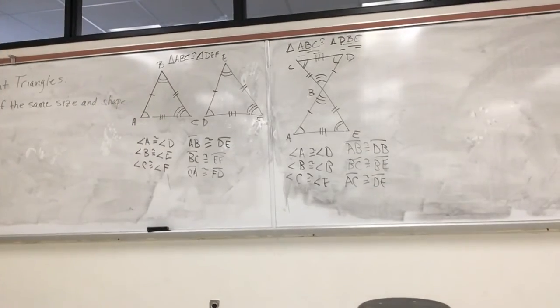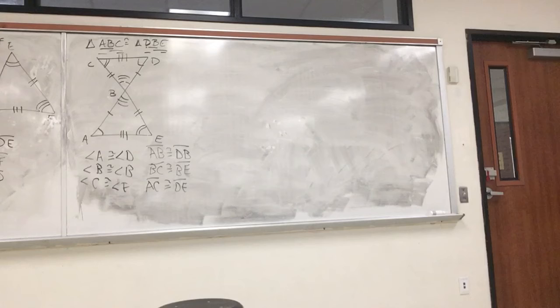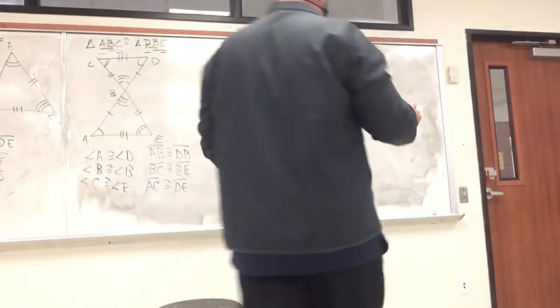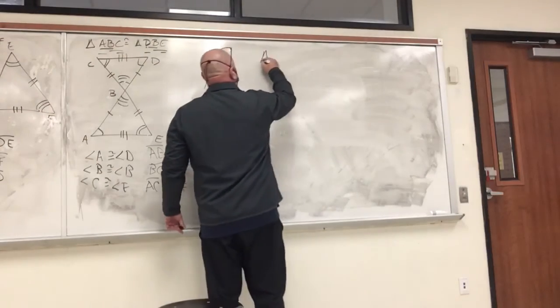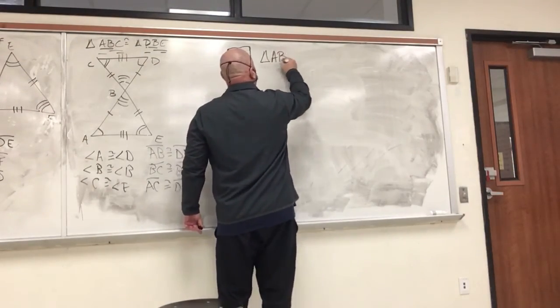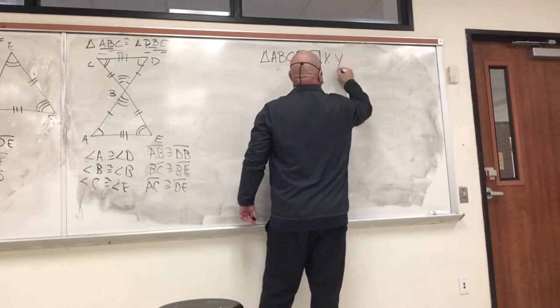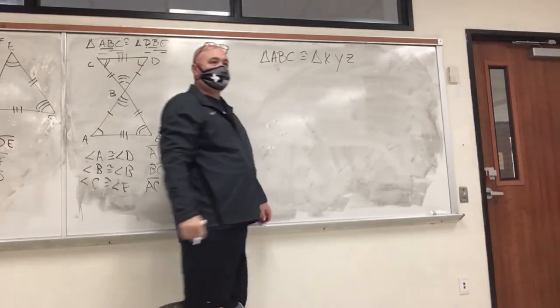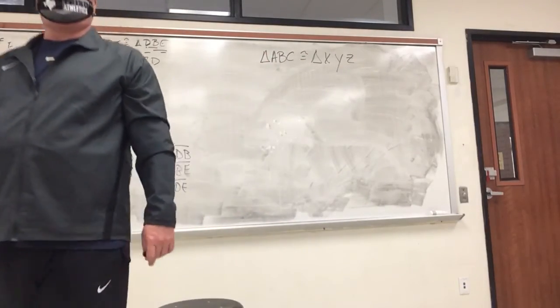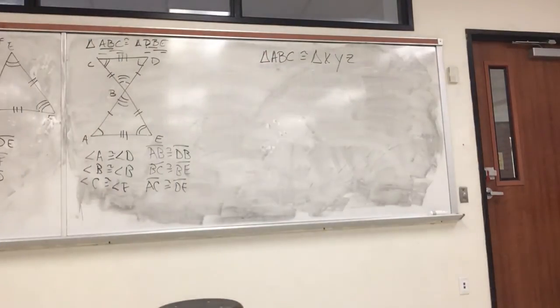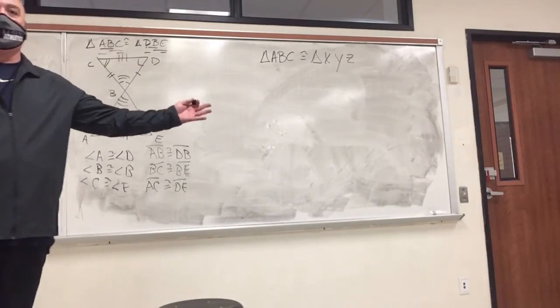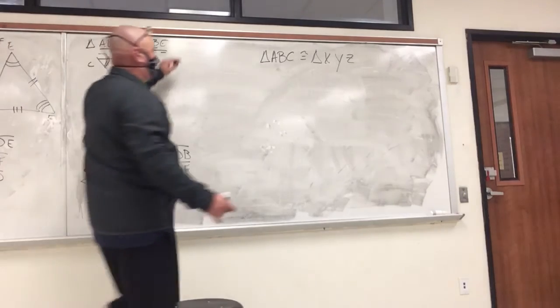Last thing. You don't even have to have a picture. Here we go. Triangle ABC is congruent to triangle XYZ. Write congruency statements to prove that those two triangles are congruent to one another. It's real simple. Everything matches, don't it? Everything matches. So here we go.